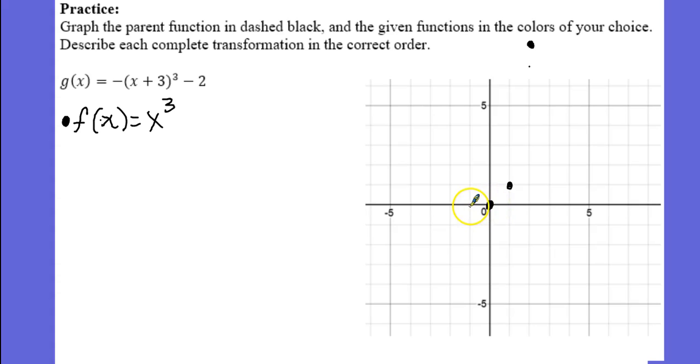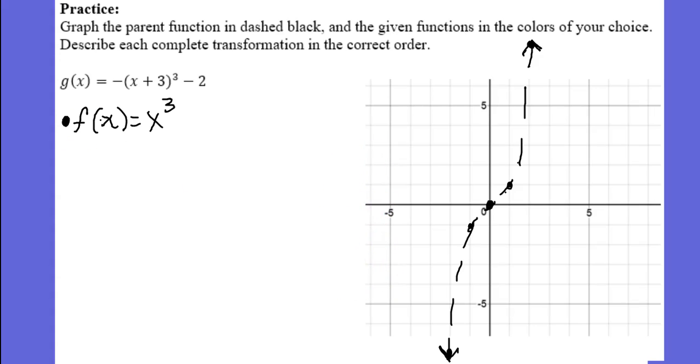Okay? And then let's reverse that. Let's go -1 cubed, -1, and -2 cubed, -8. And then dashed lines, please. Because this is not what we're supposed to be graphing. It's just the easiest one to graph. We weren't asked to graph it. But we are going to transform it into the graph we were given.